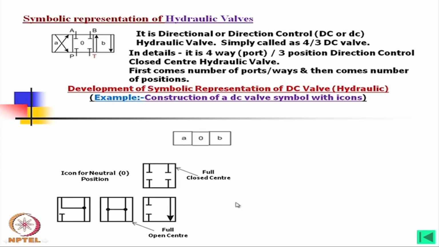Okay. Now, if I again look at these icons, in this one P normally remains closed at neutral position, whereas the other 3 ports A, B and T are connected together. This means that if we imagine it connected to the actuator, then at this neutral position the load will come down, all oil will go to the tank, whereas the pump, if it is running, will always remain ready with pressure.